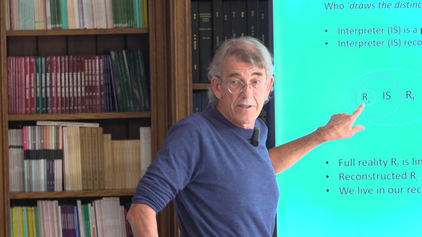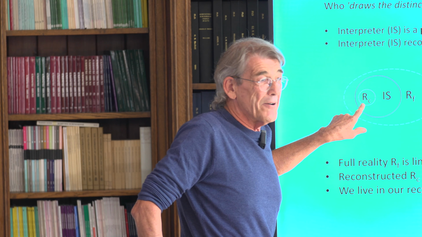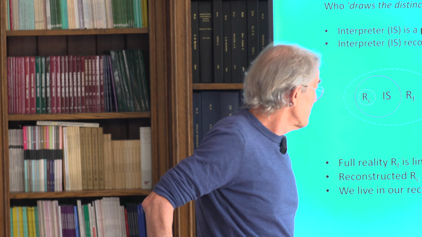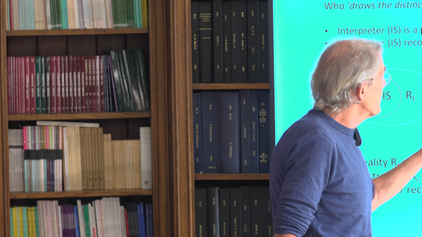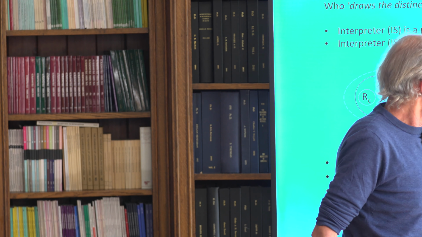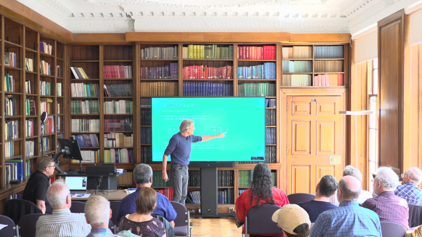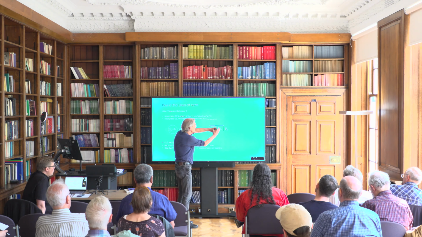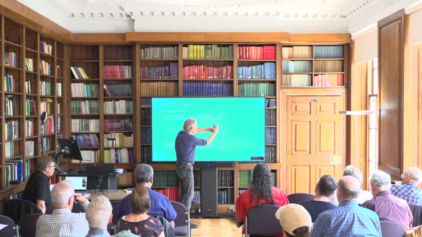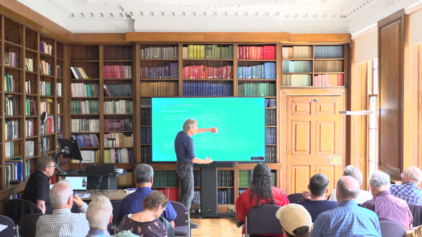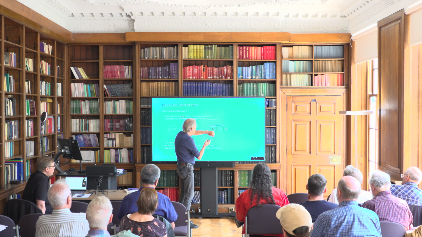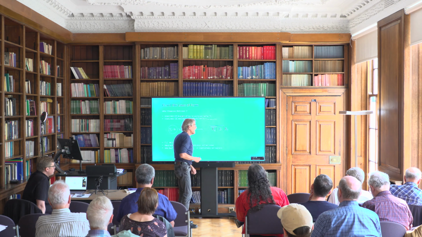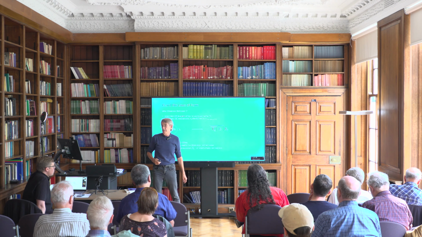So the interpretation reconstructs the reality. Of course, it's a simplification. It's not a full reality. You can also write this in forms. So you see the full reality, and if you see the interpretive system, you can distinguish it from the full reality. It's a part. And the interpretive system reconstructs what it sees outside.